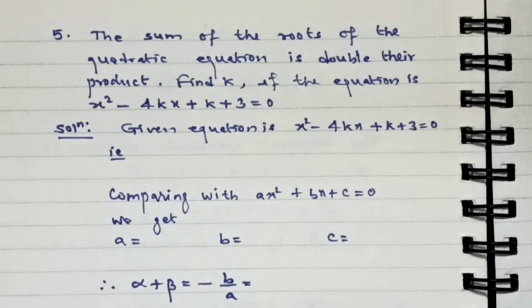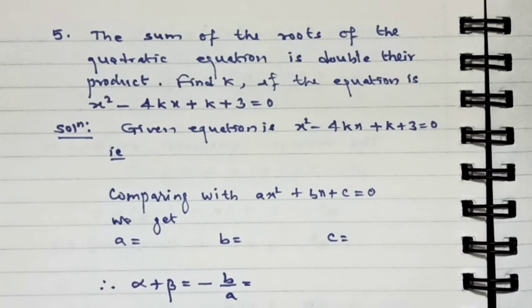The sum of the roots of the quadratic equation is double their product. So sum is given, product is given, and the relation is given like this. Sum is equal to double of the product. That means sum is equal to 2 into the product. Find k if equation is given x square minus 4kx plus k plus 3 is equal to 0.